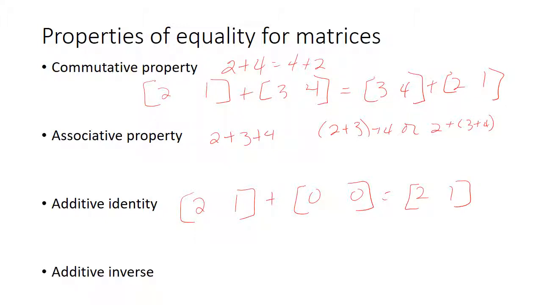And then the additive inverse is that if you add your opposite, like 5 plus negative 5, you would get a 0. So the same thing works for matrices. Let's say we had a 2, 1 again, and we added it to negative 2, negative 1. We would end up with a 0 matrix of 0, 0. And if you end up with a matrix of 0, 0 after you add 2 together, then they are additive inverses.